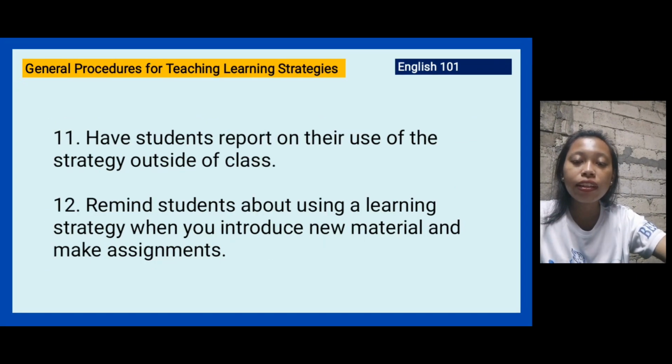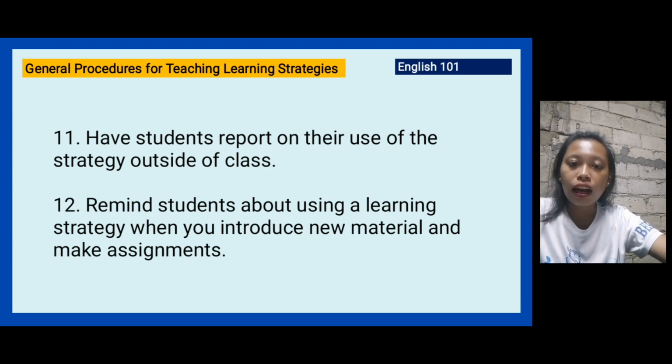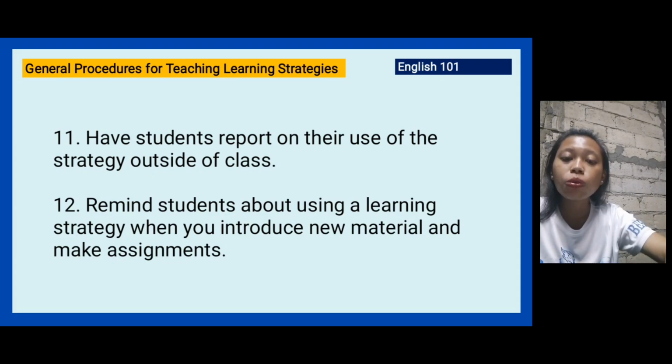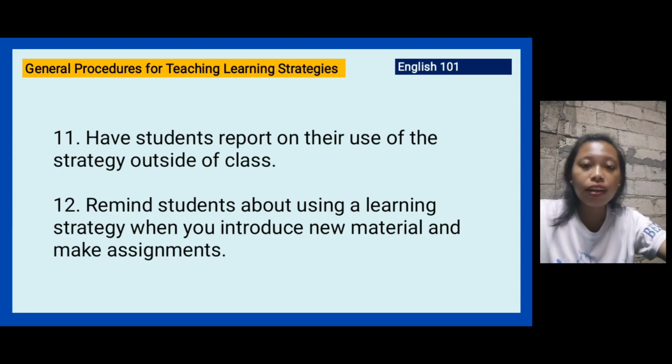And number 11, have students report on their use of the strategy outside of class. In here, you have to ask students to share how they use the strategy outside the classroom and what results they got. Why? Because it allows teachers to monitor progress and help students reflect on what works for them.